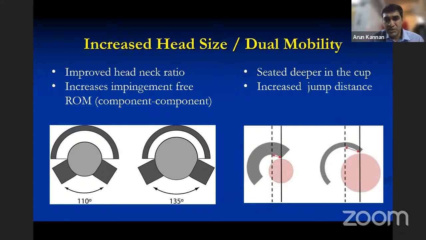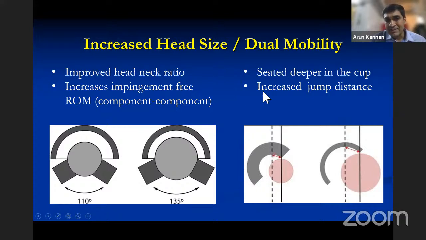When the head-neck ratio is increased, it decreases the impingement, or increases the impingement-free range of movement, as shown in this diagram. So if you have a smaller head, generally it impinges, let's say, at 110 degrees. If you have a larger head, the head-neck ratio is increased because the stem is the same, and it allows a wider range of movement without impinging component against component.